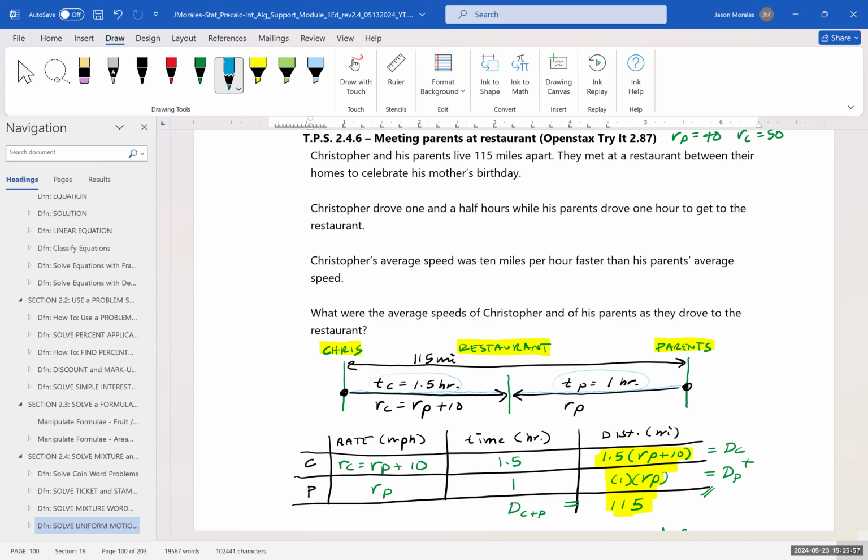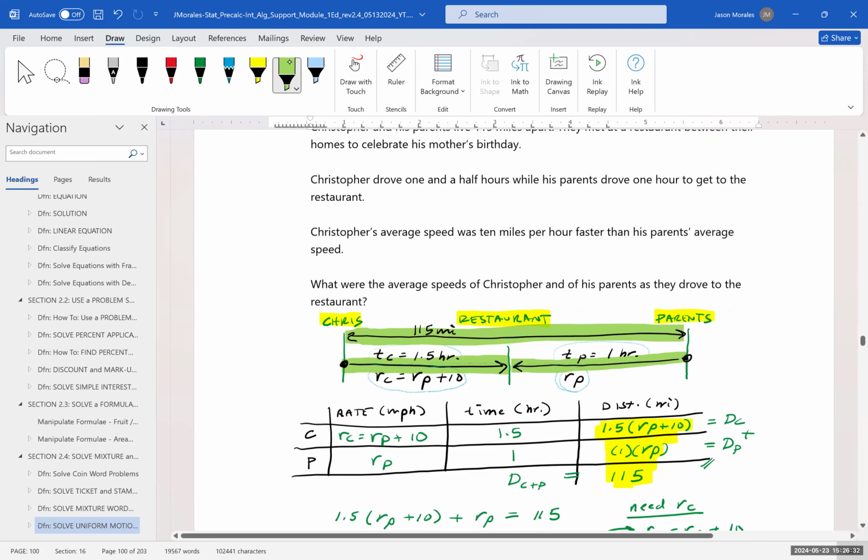We just have the rate of his parents. It doesn't give any relationship with that. But the rate of Chris is the rate of the parents plus 10. So that we also have. Now, this is a similar situation to the previous problem in that this distance for Chris's travel plus the distance of his parents' travel is equal to the total distance from Chris to his parents. At least in this problem, that's the setup here.